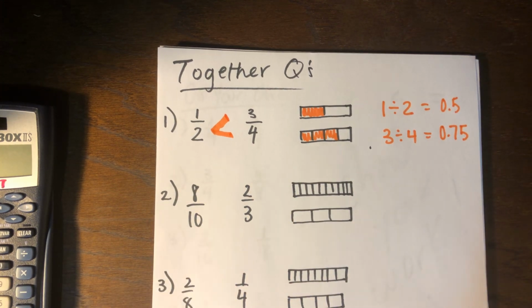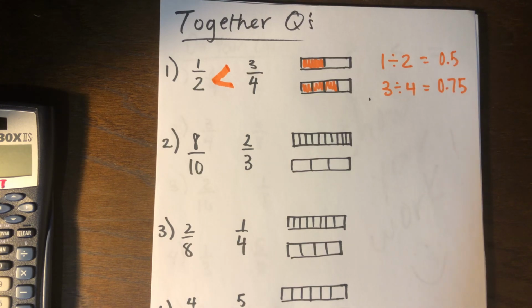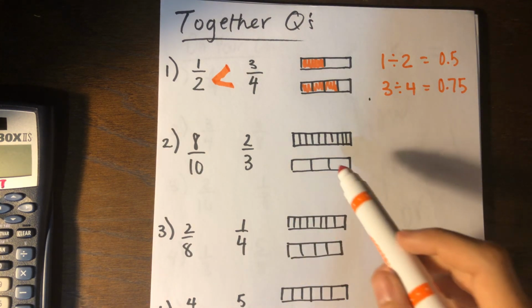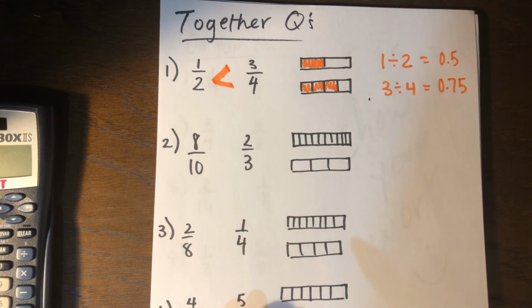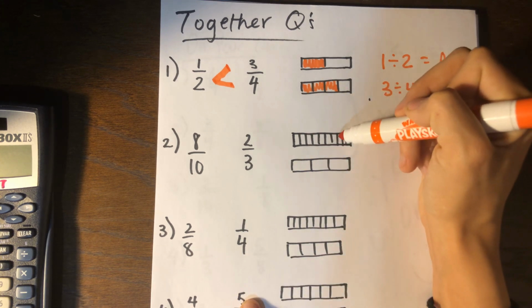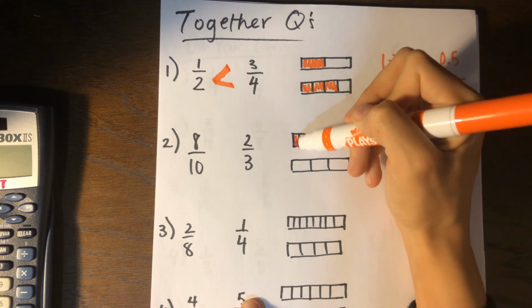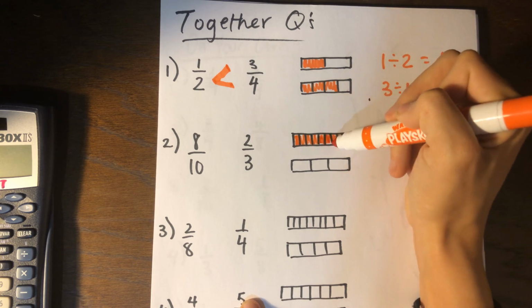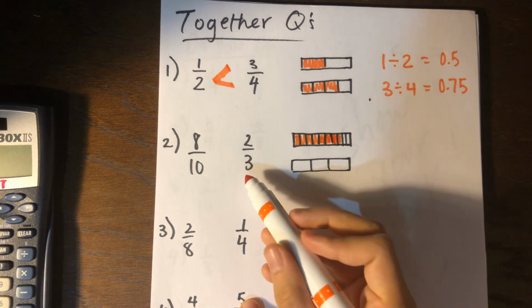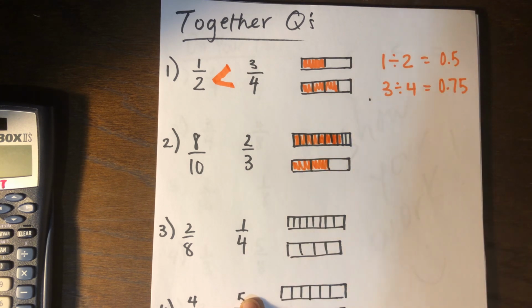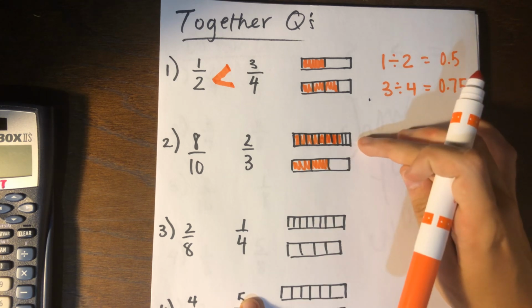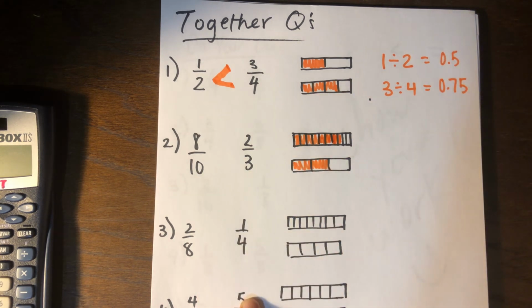We move on to 8/10 and 2/3. So I have here 10 blocks and I have here 3 blocks. Now I'm just going to color in 8 out of 10. And over here I'm going to color 2 out of 3. Which one's bigger, the top one or the bottom one? The top one. So 8 out of 10 is bigger, so I write the greater than sign.